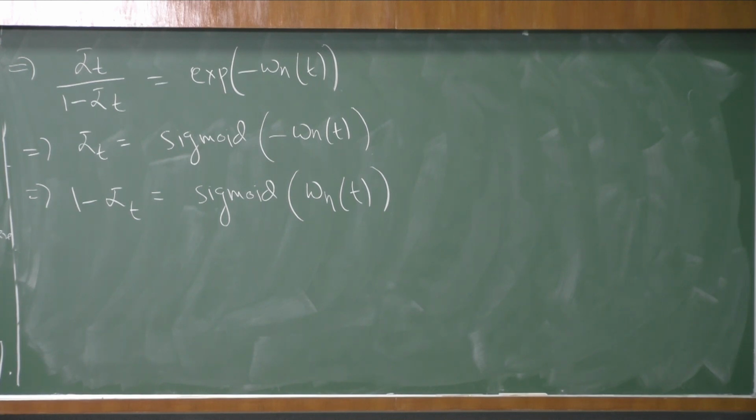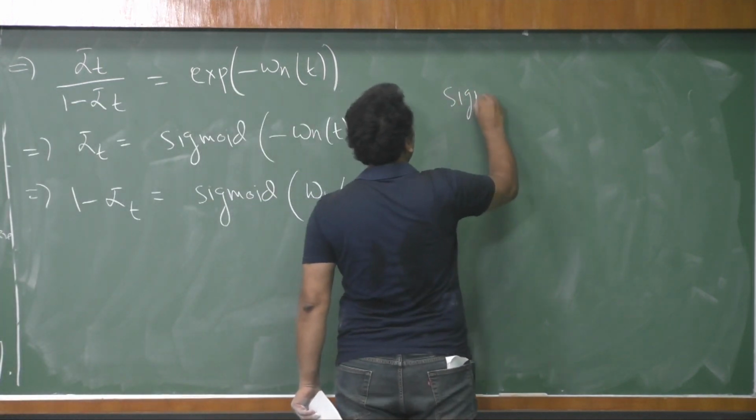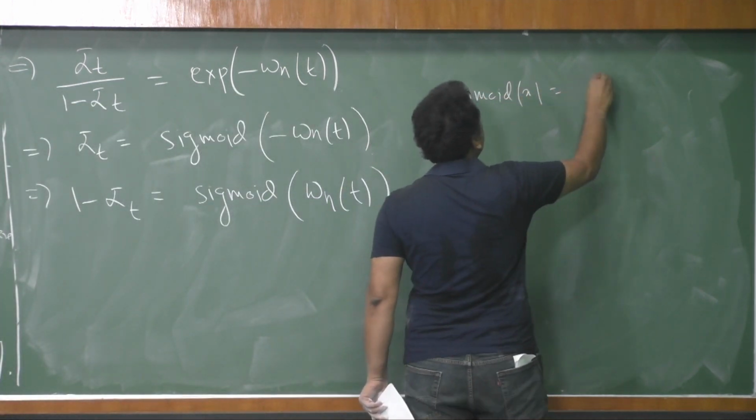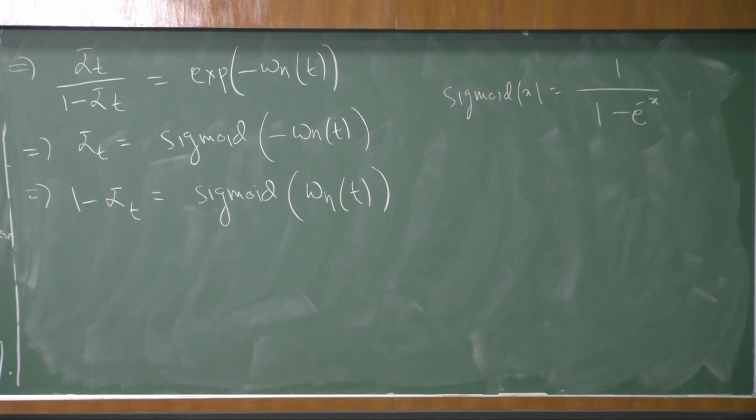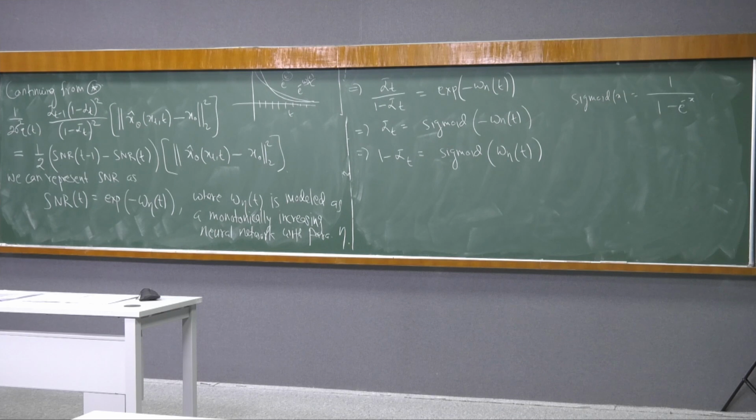So these are the two terms which we can compute as a sigmoid. If you recall, sigmoid of x is 1 divided by 1 plus e to the minus x, right? So sigmoid stands for that. These are the expressions for alpha bar t and 1 minus alpha bar t that we can compute via this sigmoid function. With this, we have certain interpretations. Combining all this, we will write down some algorithm later on.